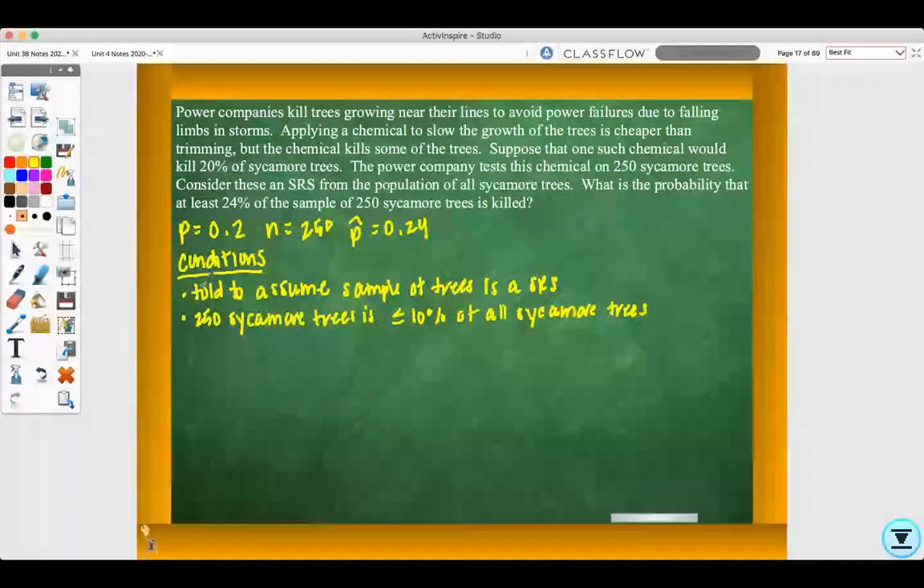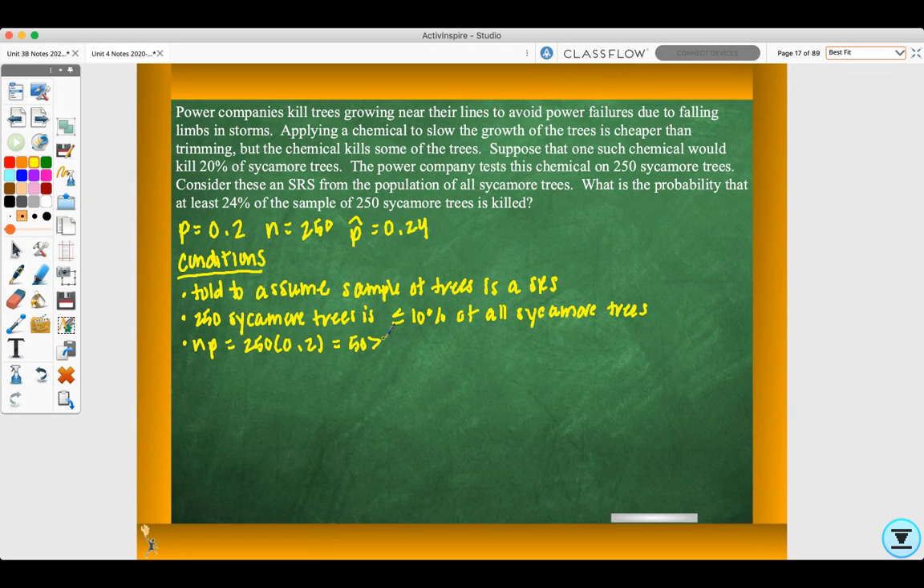And again, notice it's within context using the information given. Then n times p equals 250 times 0.2, which equals 50. That's greater than 10. n times q is 250 times 0.8, which is 200, which is greater than 10. So our sample is large enough. We checked all our conditions.